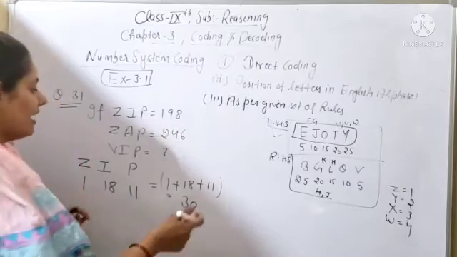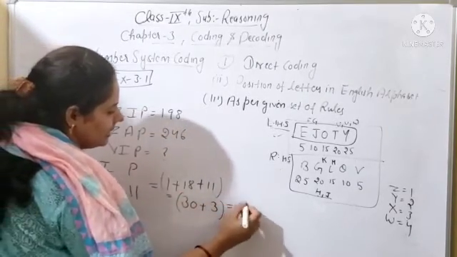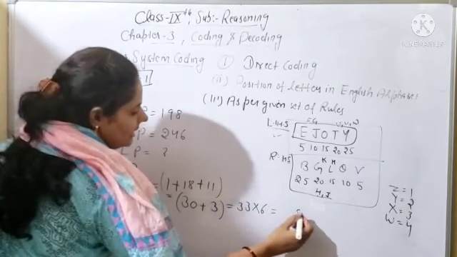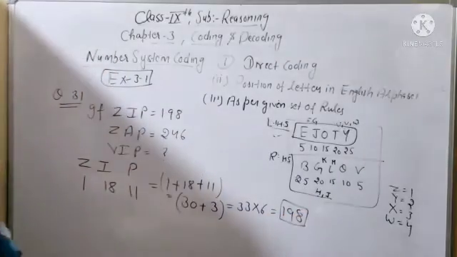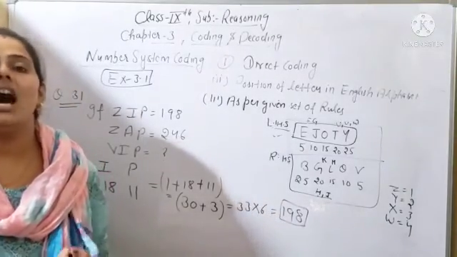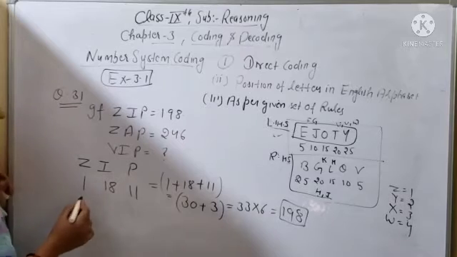So here you have to add something. Beta, you have to add 3. So 30 plus 3, 33, multiply by 6. 6 threes are 18, and 6 threes are 18, so you will get 198. Clear? So first of all you will find out the position of the letter from the right hand side. After that you will add 3 and multiply by 6. This is the rule to find out the answer to this question.